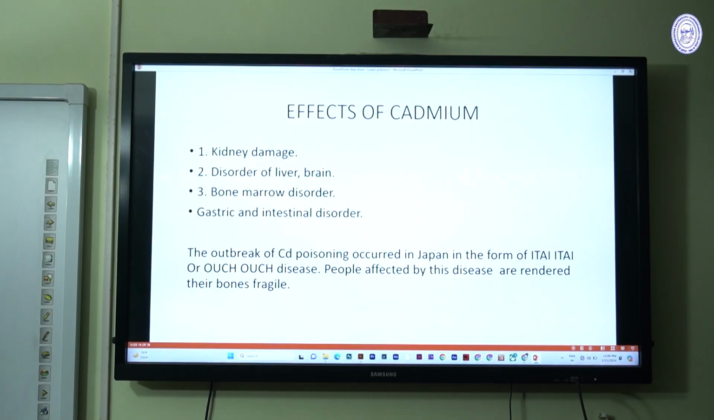If one consumes cadmium in a large amount for many days, then it can cause kidney damage, disorder of the liver, brain, bone marrow disorder, and gastric and intestinal disorder. The outbreak of cadmium poisoning occurred in Japan in the form of itai-itai or ouch-ouch disease. People affected by this disease have their bones rendered fragile.